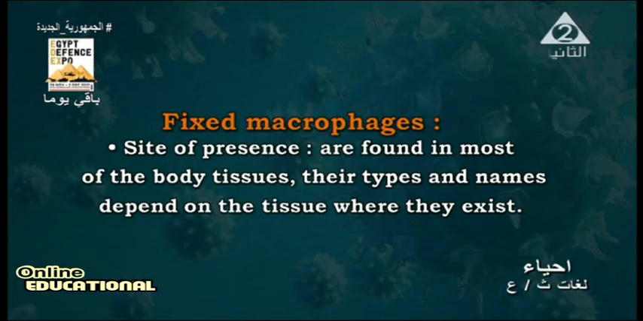Today we continue the last session that talked about the immune system in humans. Now we are going to describe the other types of immunity inside the human body and how the body can overcome any diseases that enter it. We are going to describe the immune system and complete this session. Their types and names depend on the tissue where they exist.